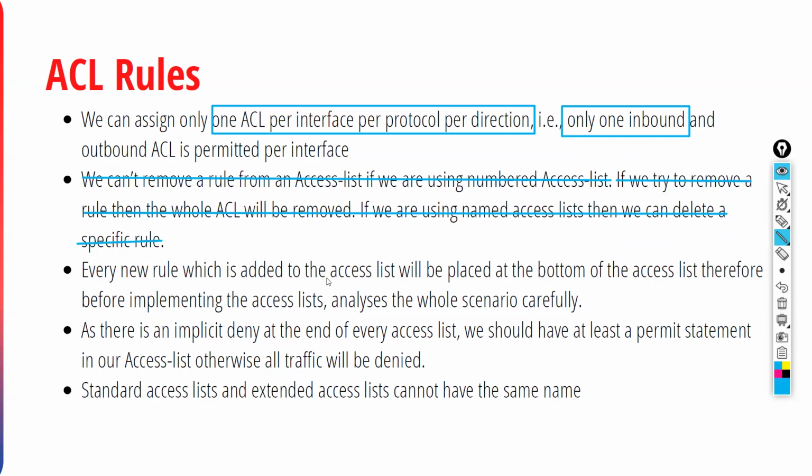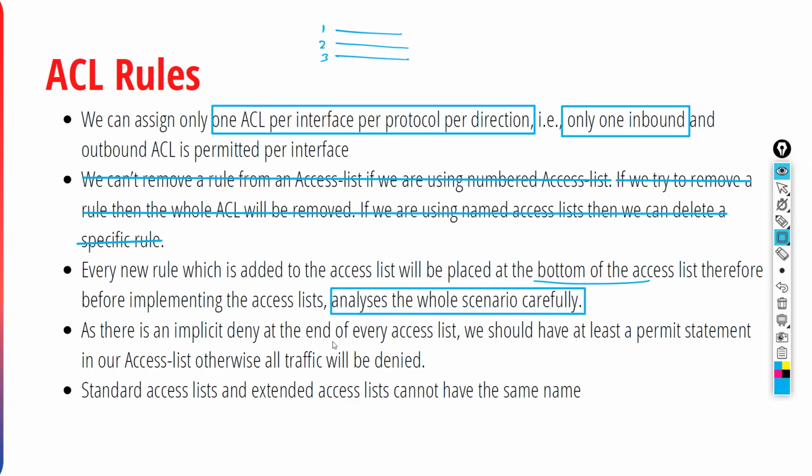Whatever new rules you are adding, they will be placed at the bottom of the access list. So let's say the first rule I'm creating will be added with line number 1. Then you create another rule, it will go below this, line number 2. You add another one, it will go number 3. Like that, it will be added at the bottom of your access list. So before implementing your access list, you must analyze the whole scenario carefully, what you are trying to achieve.